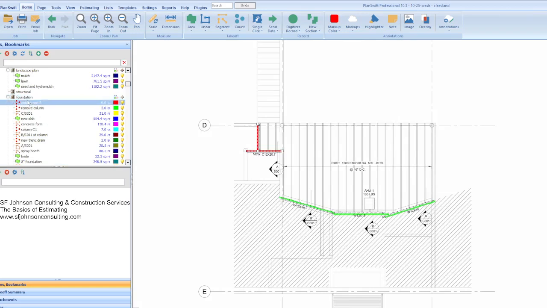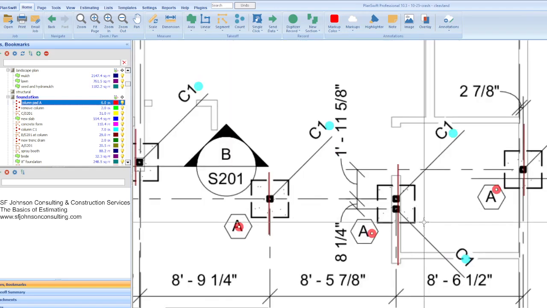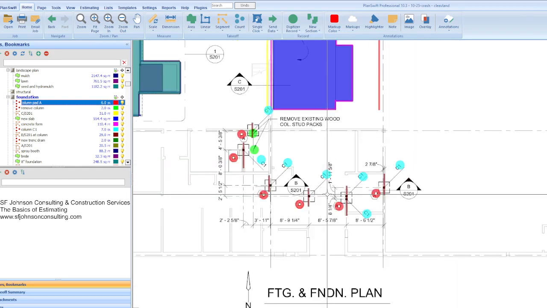Okay, so when it comes to the column pads, you have to have a good indication from your cost book on how to price it. There's no way to guess that. So you really have to have the tools you need when it comes to this kind of stuff.